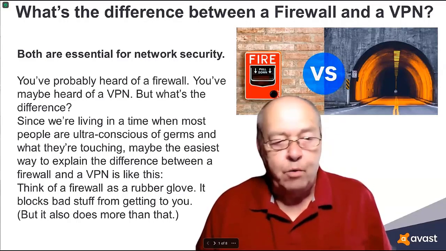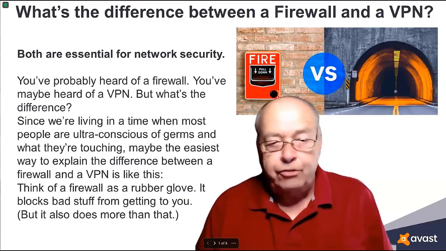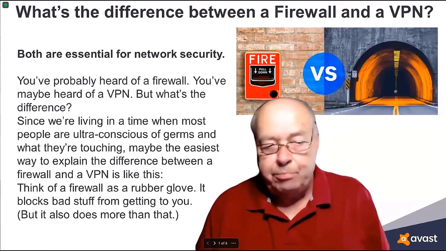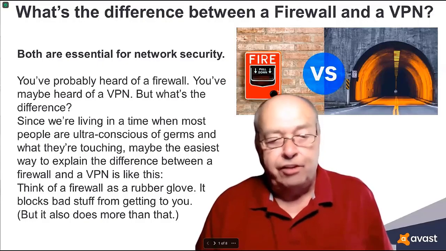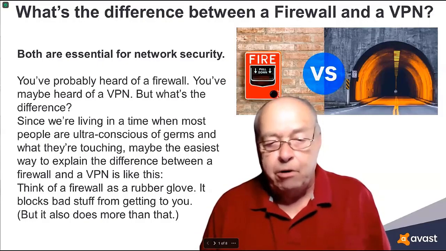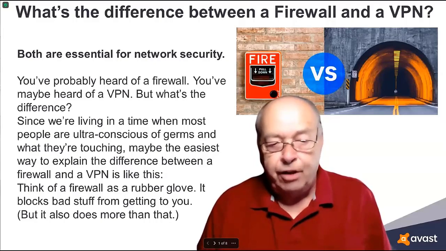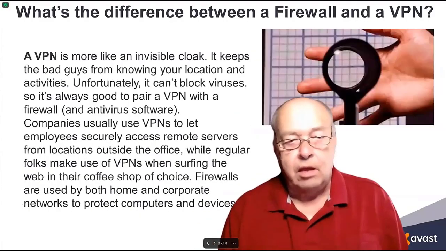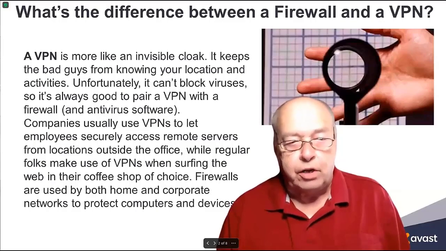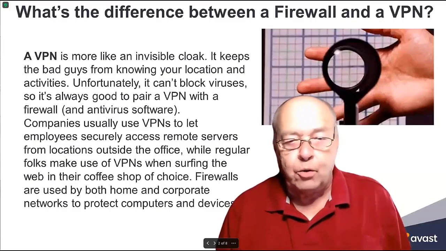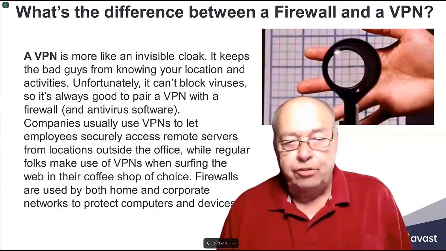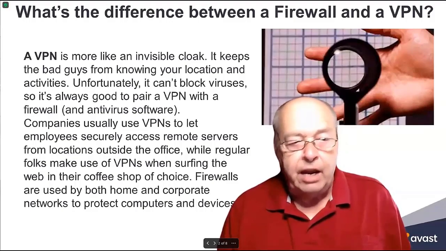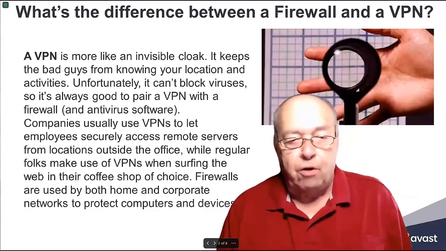Since we're living in a time when most people are ultra conscious of germs and what they're touching, maybe the easiest way to explain the differences between a firewall and a VPN is like this. Think of a firewall as a rubber glove. It blocks bad stuff from getting to you, but it also does more than that. A VPN is more like an invisible cloak. It keeps the bad guys from knowing your location and activities. Unfortunately, it can't block viruses, so it's always good to pair a VPN with a firewall and antivirus software.